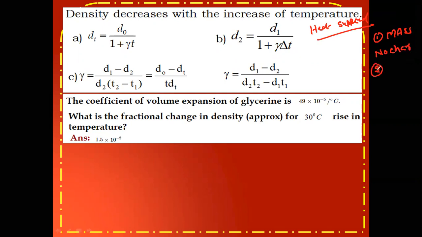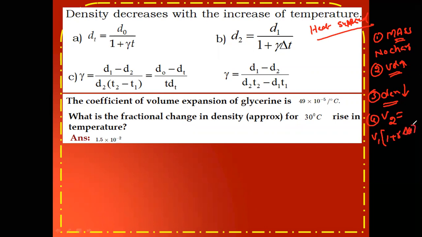Second point, generally volume increases. Third one, density decreases. Volume increases, mass will not change. You know the relation also. What is the volume formula? Final volume is equal to V1 into 1 plus gamma into delta theta. This is the volume formula.